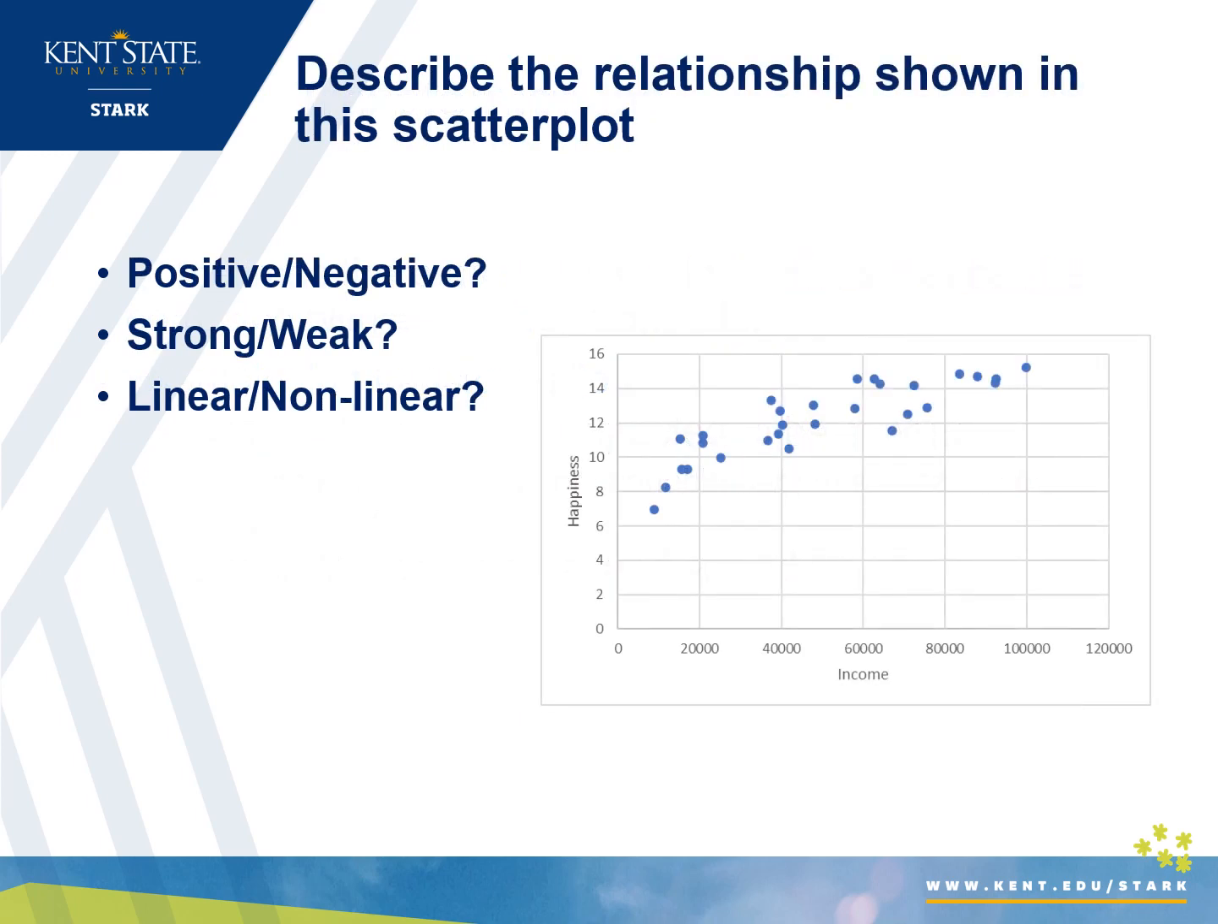So here we have the relationship between income on the horizontal axis and reported happiness on the vertical axis, based on the average income in a country and surveys of people within that country. So take a look at this one, decide if you think the relationship is positive or negative, strong or weak, and linear or nonlinear. Pause and come up with your answer.